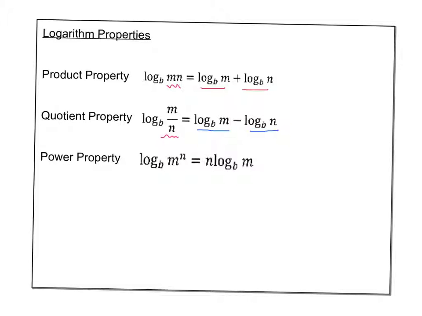Then the power property: if you have some number to a power, that power can just come out front. So log base b of m to the n power becomes n times log base b of m.